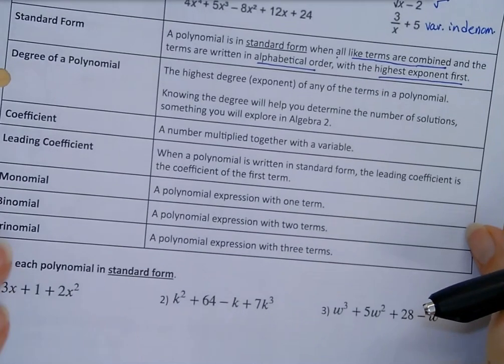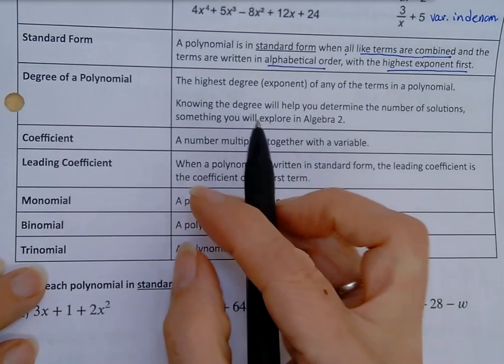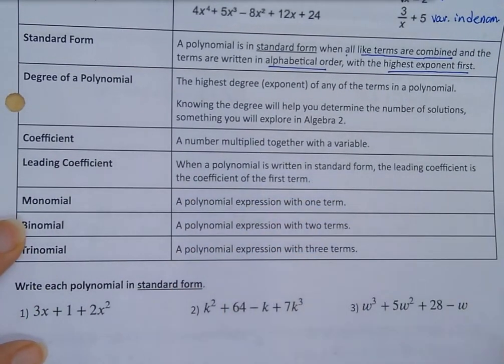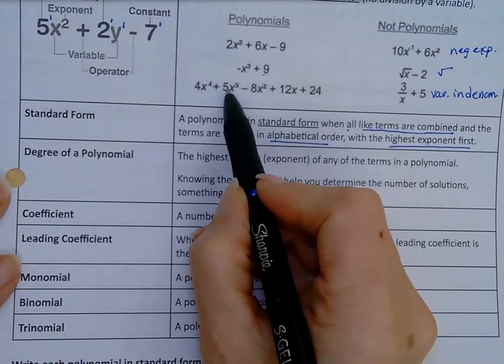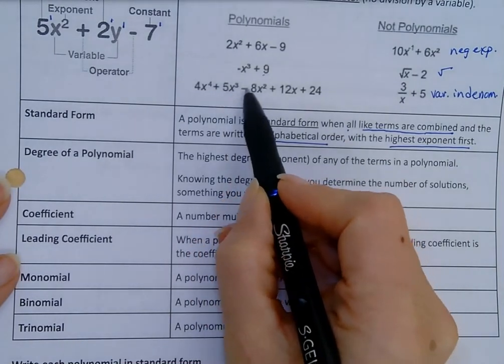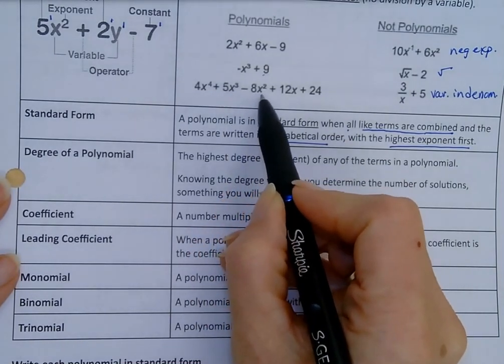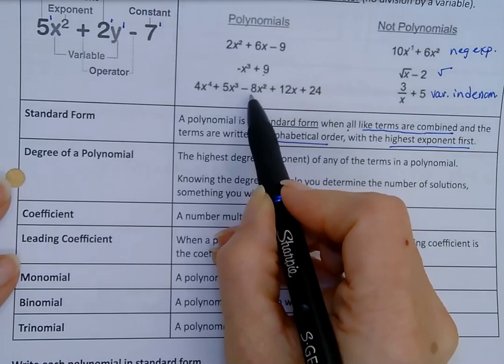Okay. You know the word coefficient. The coefficient is the number that is multiplied with a variable. And so up here, 5x cubed, my coefficient is 5. Right here, negative 8x squared, my coefficient is negative 8.